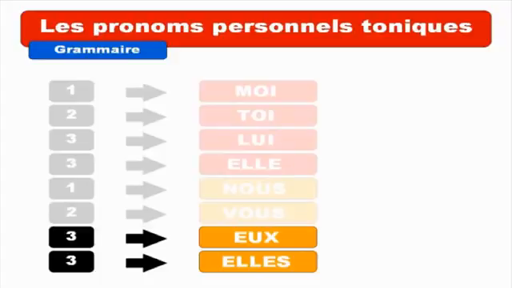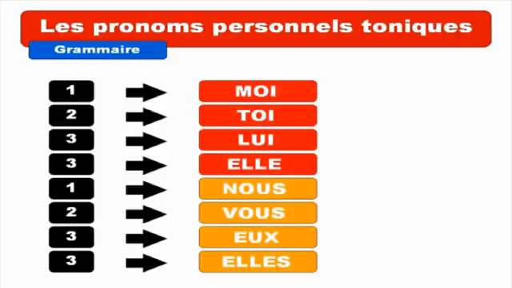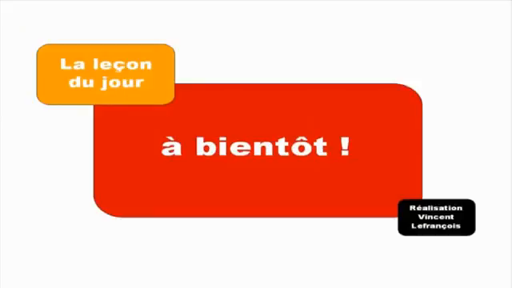So masculine form is eux, alright, final X is not pronounced, eux, repeat, eux, okay, and then feminine form, elle, final S is not pronounced, elle, repeat, elle, okay. So, moi, toi, lui, elle, nous, vous, eux, elle. Okay. Just hope everything is clear for today.